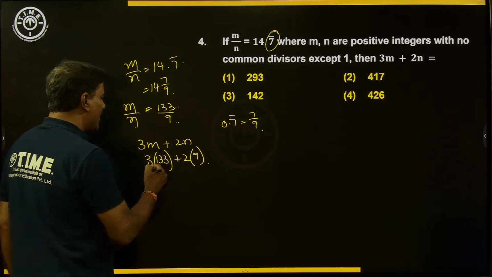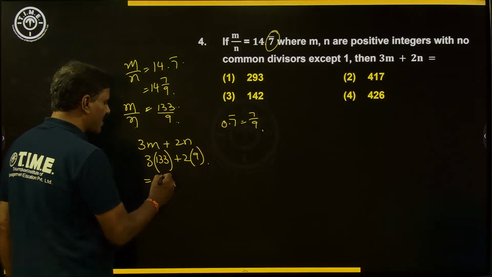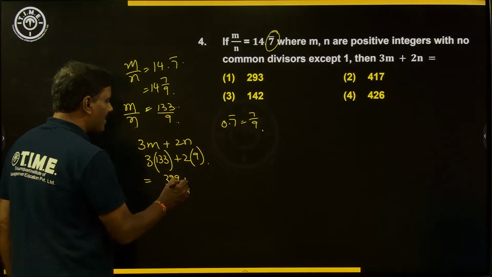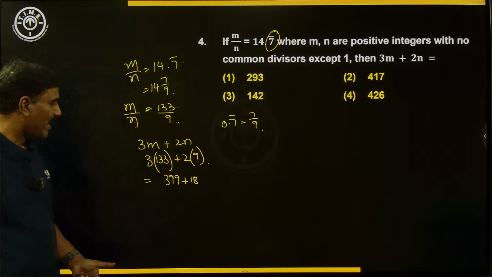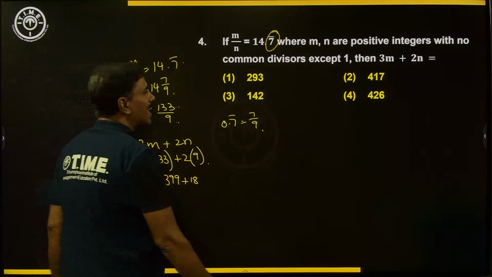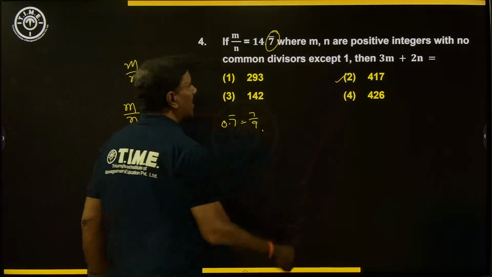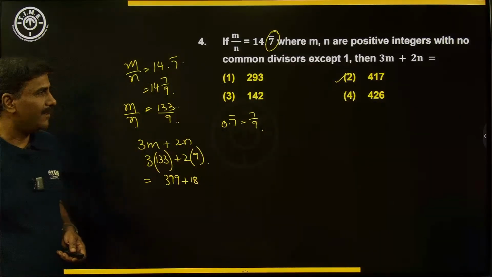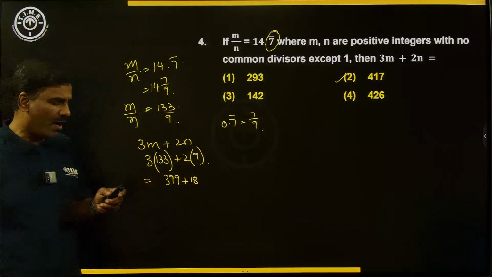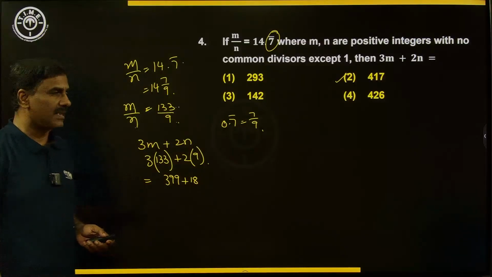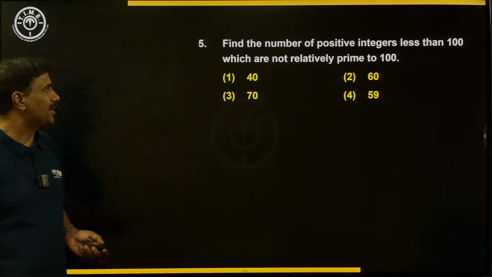So 133 is 390 plus 3 means 399. And we can say 2 nines is 18. So 399 plus 18 will become 417. So the answer for this question should be choice 2, 417. Right? The only thing that we have to know is the form of the number we will be normally expressing. It is an easy question.